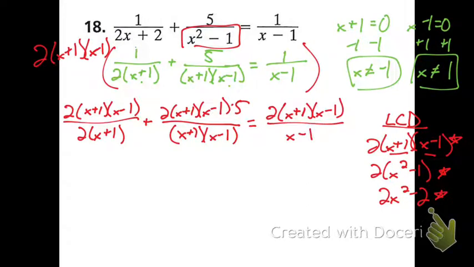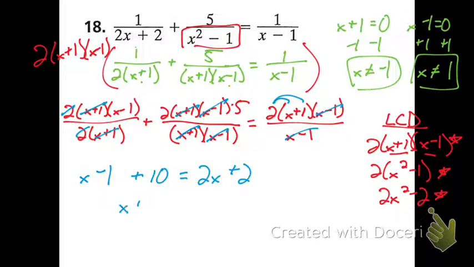Now is the fun part, at least I enjoy it. It's when you get rid of stuff. The 2's go away. X plus 1's go away. Great. So that gives me just x minus 1. Over here, x plus 1's go away, x minus 1's go away, and I'm left with 2 times 5, which is 10. On my right side, my x minus 1's go away, so I'm left with this, which is 2x plus 2. Not a bad equation to be left with here.